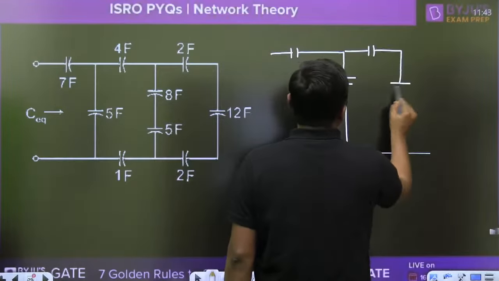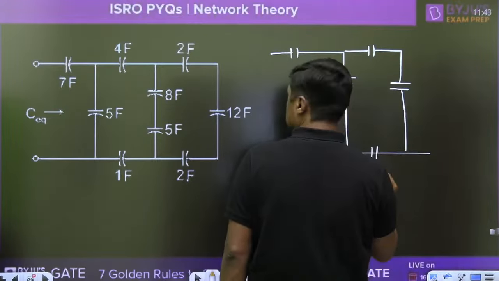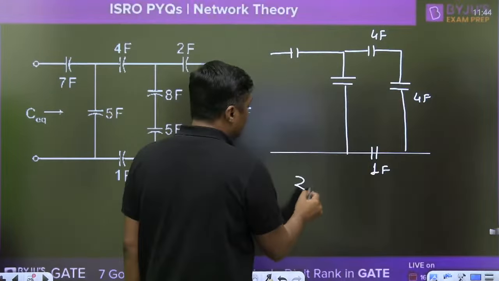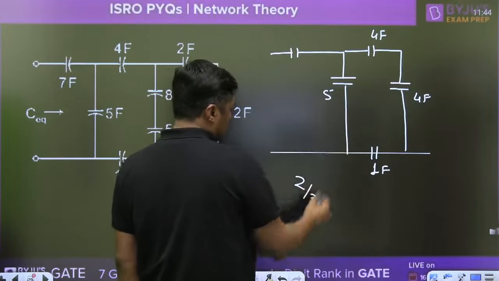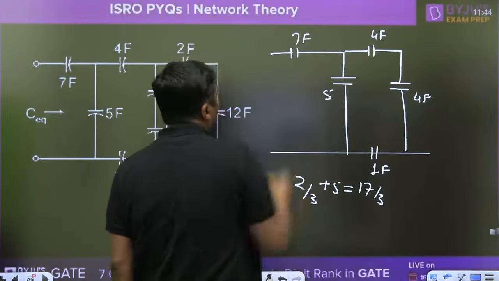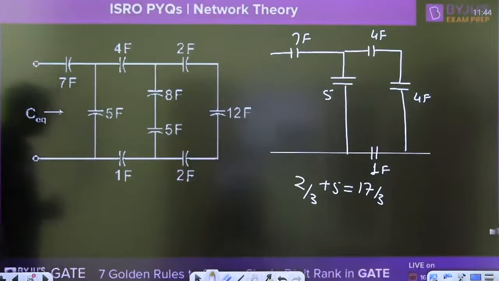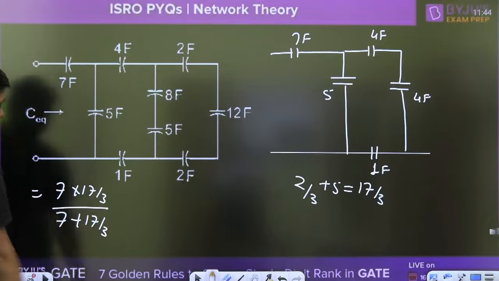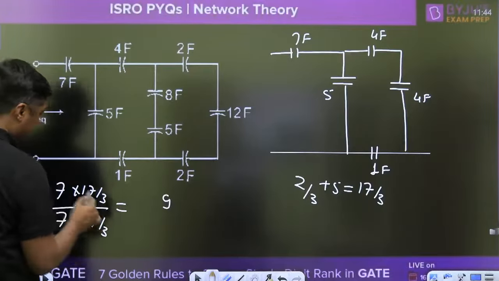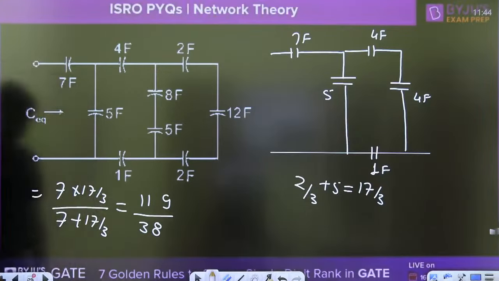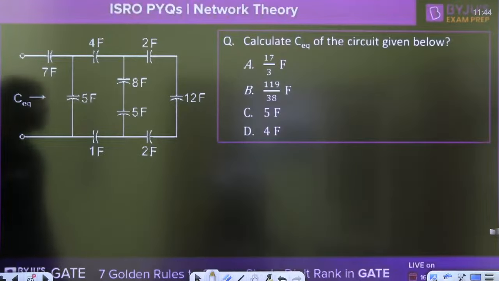This is 4. This is 4. And this is 1 farad. 4 series with 4, it will become 2. 2 series with 1, it will become 2 by 3. Now 2 by 3 and 5 are in parallel. 2 by 3 plus 5 will become 17 by 3. Now the 7 farad. Finally the 7 farad and 17 by 3 are in series. What will become 7 into 17 by 3 upon 7 plus 17 by 3. Then 3 cancel. Divided by 38. This is 119 by 38. Which answer is correct? B.